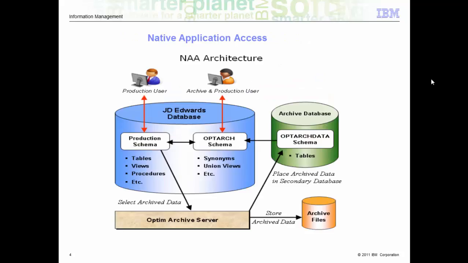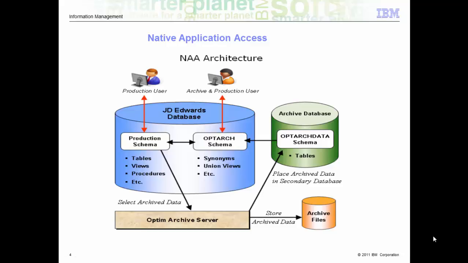IBM has developed a solution specific to JD Edwards wherein the archive data is seamlessly accessed by JD Edwards using the native application access feature. This feature allows users to access only the archive data, or only the production data, or both databases, depending on the configuration.